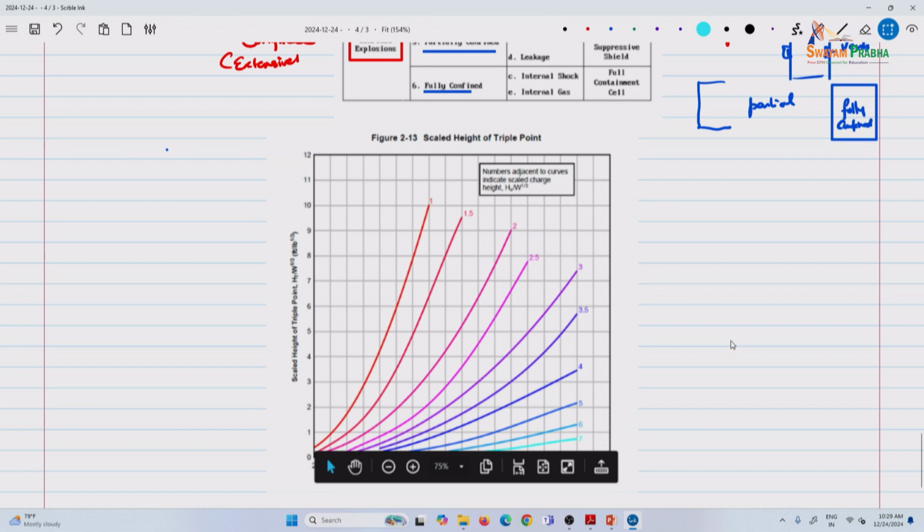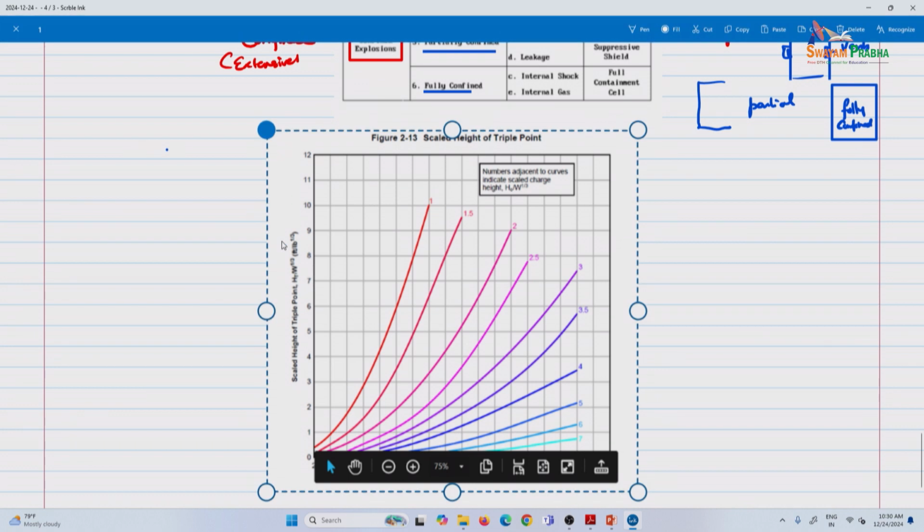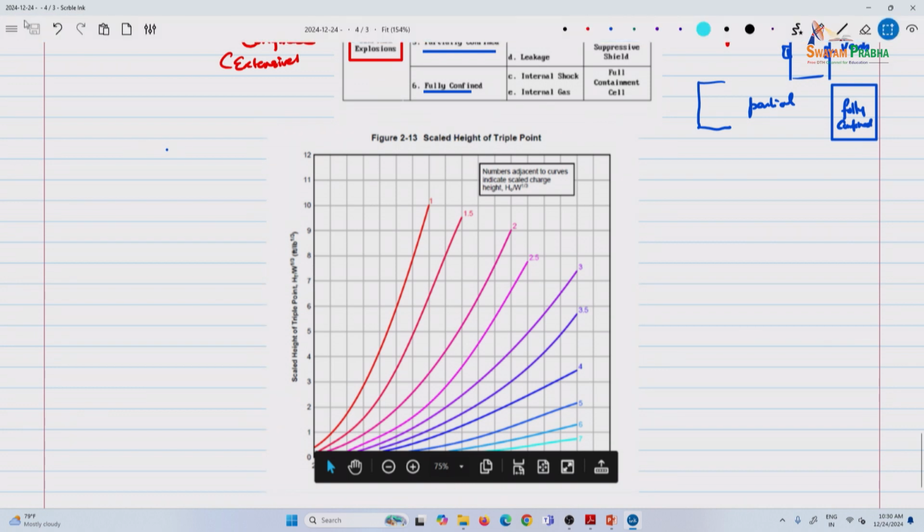Now, what is a triple point? It is where the reflected wave and an incident wave coincide. So the height from the ground to that is the triple point. So this is the scaled height. We'll talk of what scaling is. Maybe I'm a little ahead, but that's okay. We'll introduce you to the term. So this is the scaled height.